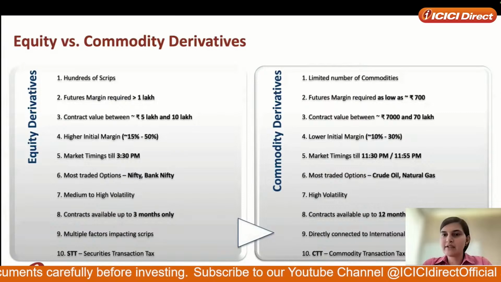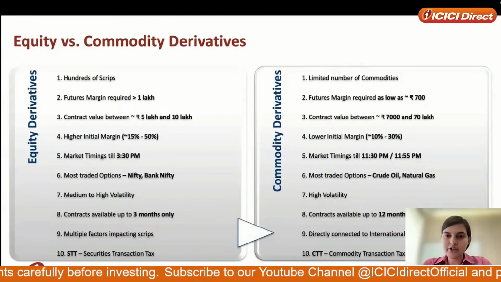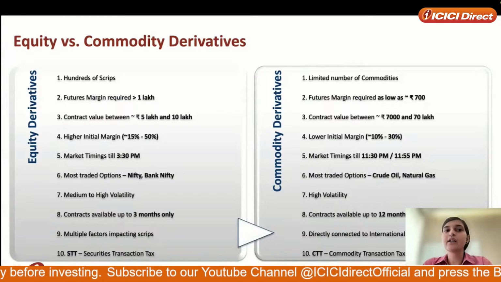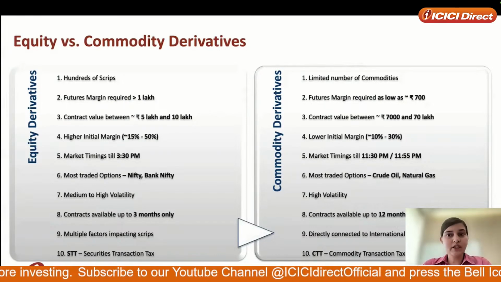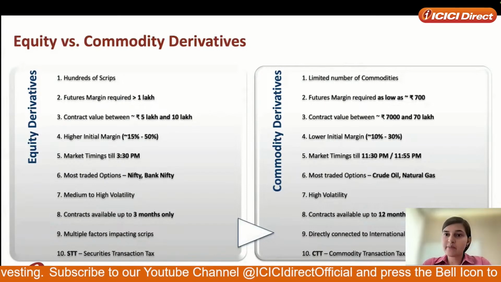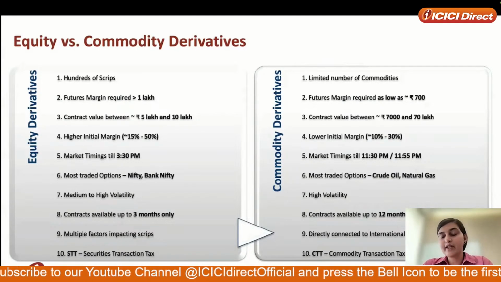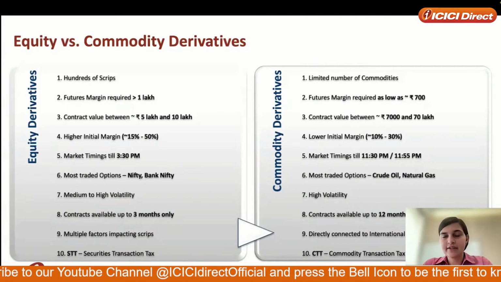And similarly, it is for other commodities too. Market timing, you get extended market timing when you talk about commodities, because the commodity market is open from 9 a.m. to 11:55 p.m. At times it is 11:30, at times it is 11:55. This is because of the US daylight saving.